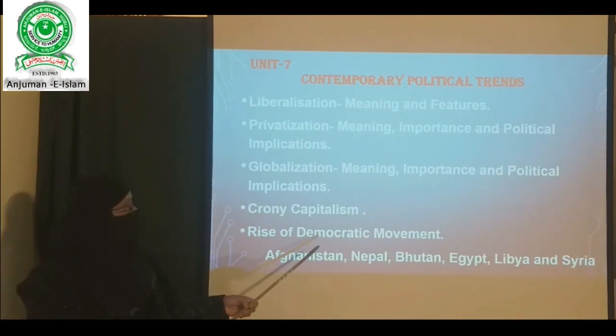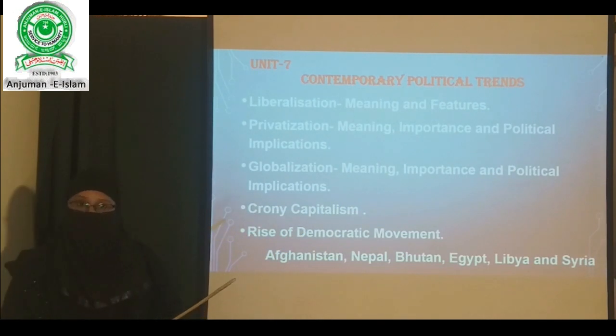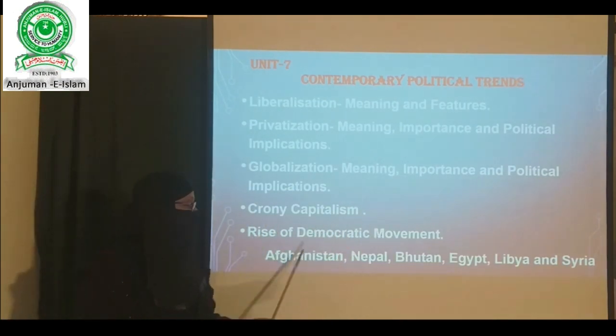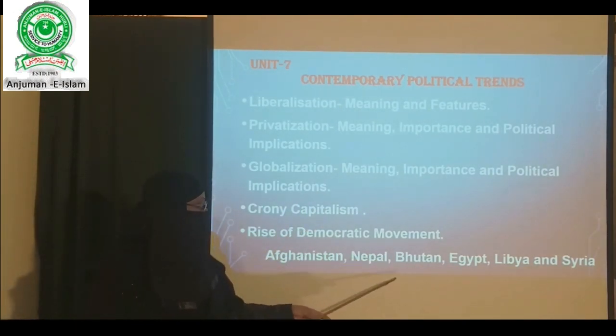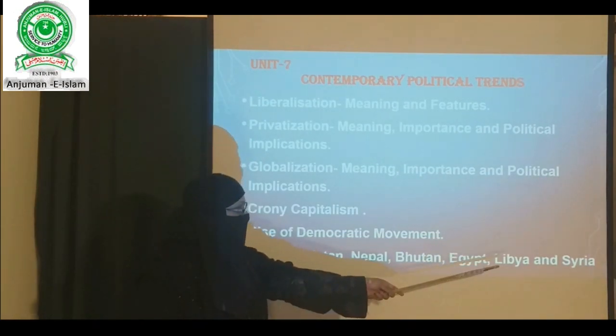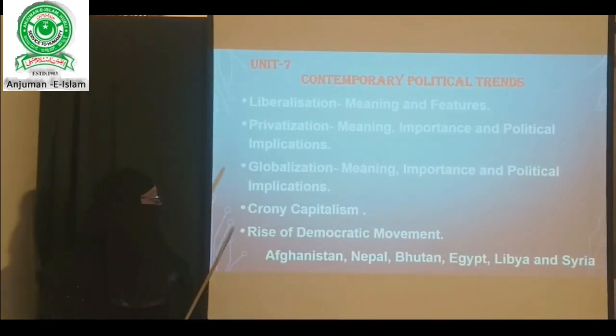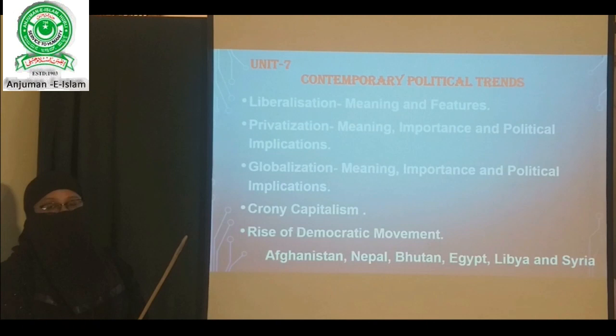Next, rise of democratic movement. Students, India is a democratic country. Not just India, many other countries have adopted a democratic pattern of governance. Here, what were the reasons for the democratic movement in the following countries: Afghanistan, Nepal, Bhutan, Egypt, Libya and Syria. We will be seeing how the democratic movement has risen in these particular countries.